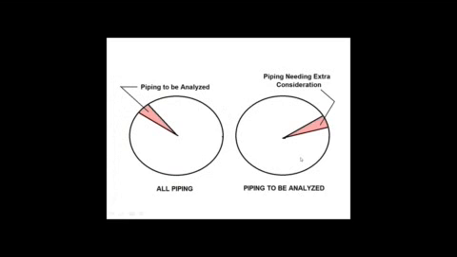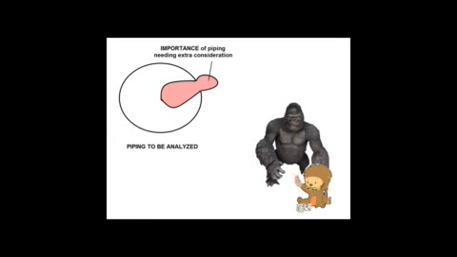So now if we go back to the circles, we know that of all of the piping, we're not analyzing most of the piping we draw. Most of the piping that we analyze, we don't need extra consideration for.